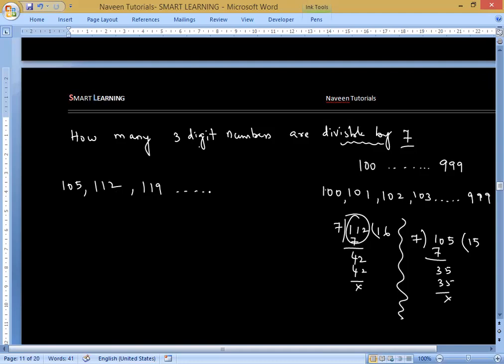So on in the series. I have to find the last term. Okay, last term. 999 will not go because the last digit is 9. So 998 will also not go. Let's see whether it goes or not. 998, 7 ones are 7, 2, 9. Then 7 fours are 28. Then 1, again 8. 18 will not go in the 7 table.